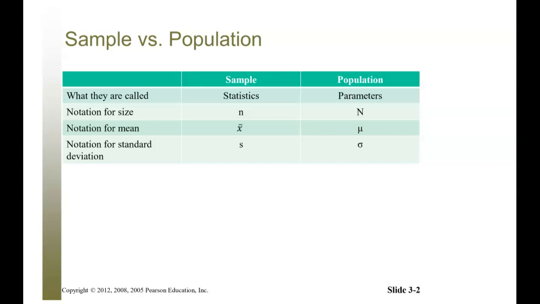But when we're talking about a population, those descriptors are referred to as parameters. So if you're discussing the size of the entire population, the notation is a capital N. We're discussing the mean of the entire population, we use the Greek letter mu. And we're discussing the standard deviation of the entire population, we have the Greek letter sigma.